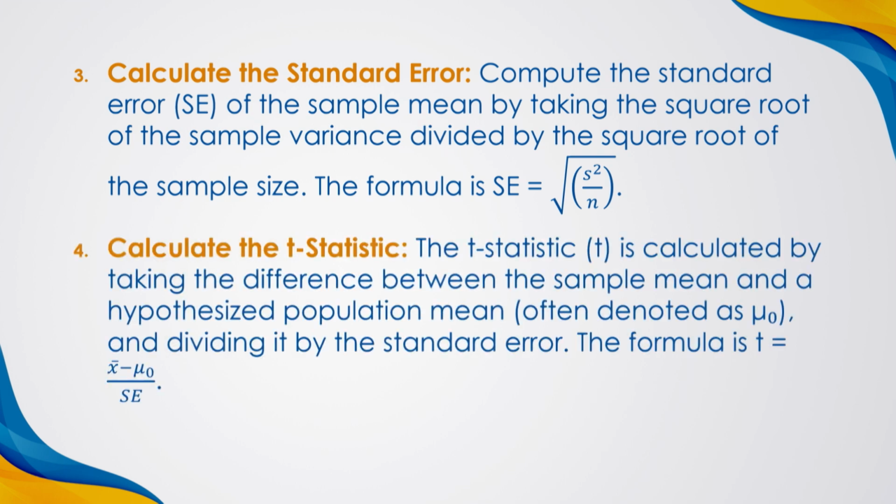Calculate the t statistic. The t statistic is calculated by taking the difference between the sample mean and a hypothesized population mean, often denoted as mu naught, and dividing it by the standard error. The formula is t is equal to x bar minus mu naught divided by standard error.